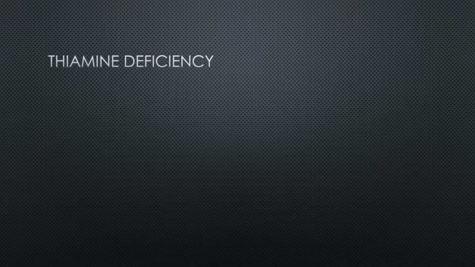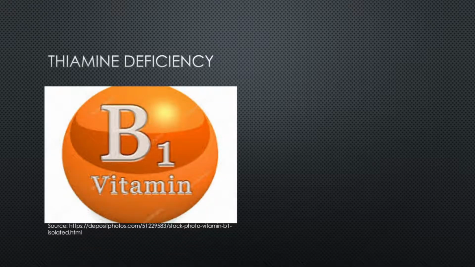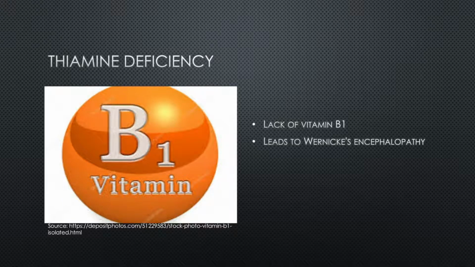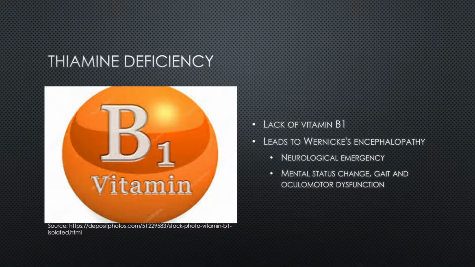Thiamine deficiency is a lack of sufficient vitamin B1 in the body, which can lead to Wernicke's encephalopathy. Wernicke's encephalopathy is a neurological emergency which typically involves mental status changes, gait, and oculomotor dysfunction. The presence of ataxic gait suggests that lesions caused by thiamine deficiency are likely to occur in the anterior lobe.